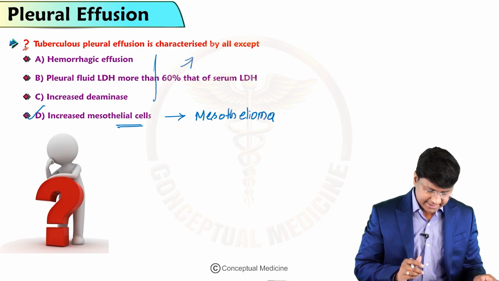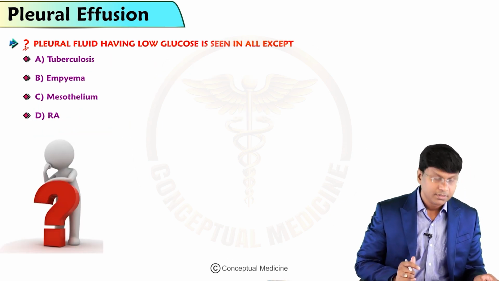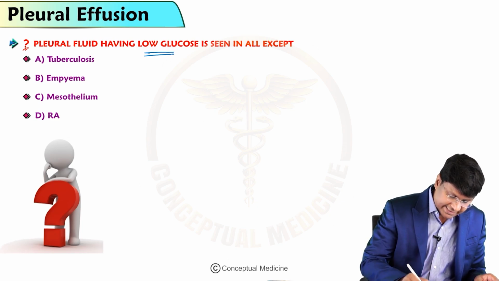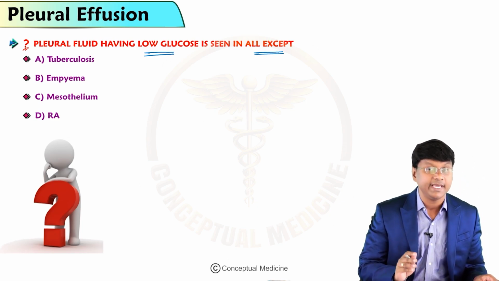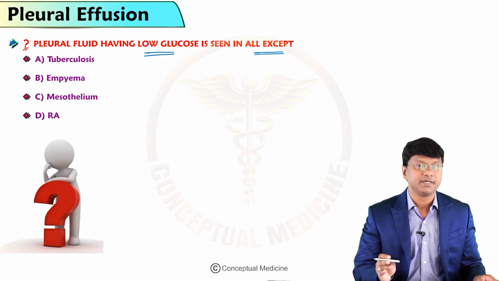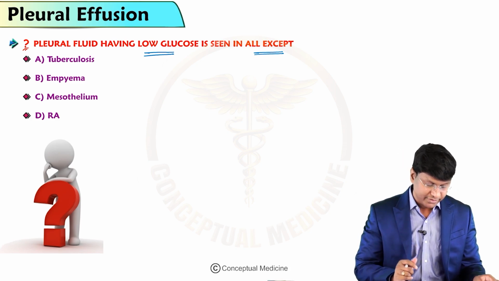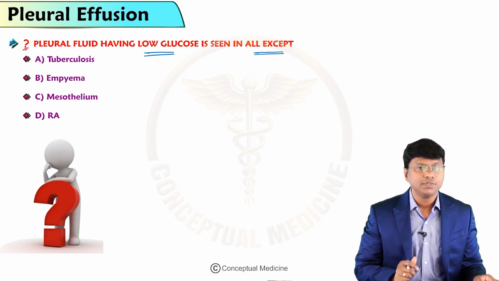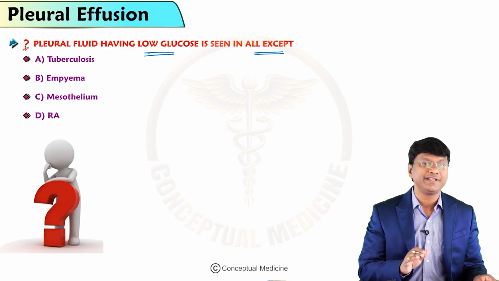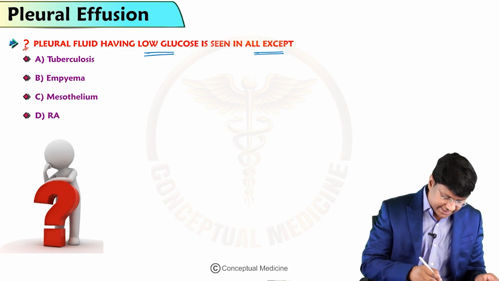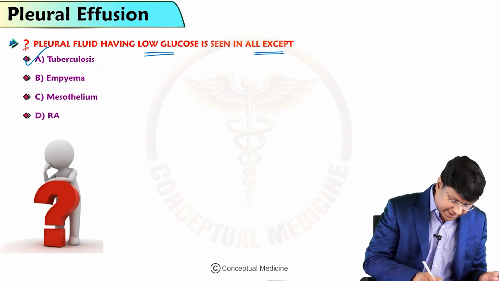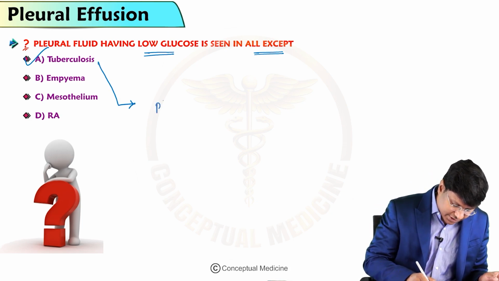Next, another important question is, pleural fluid having low glucose is seen in all except, the options are tuberculosis, empyema, mesothelioma, rheumatoid arthritis. Now, let me discuss what are all the conditions where you have the pleural fluid with low glucose. Here actually the answer is tuberculosis, because already we have discussed. What did I tell you in case of tuberculosis?